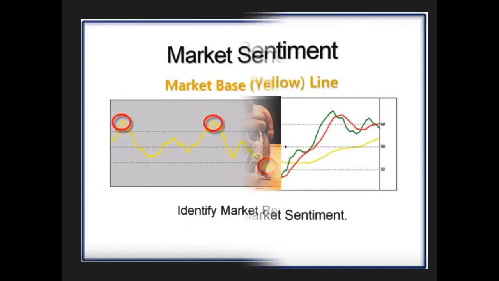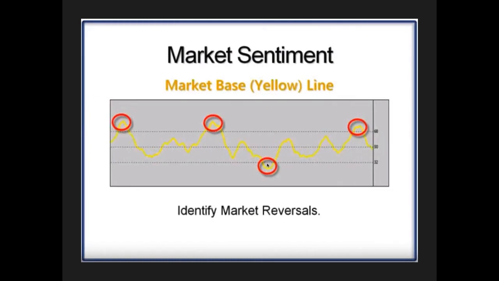All right. We also mentioned that when the market baseline gets to these levels up here of exhaustion, seller exhaustion or buyer exhaustion, this is where you can likely expect to see the market turn around on you. So you can identify market reversals by watching the market baseline reach those levels, like above the 68 or above the 70 or below the 32.